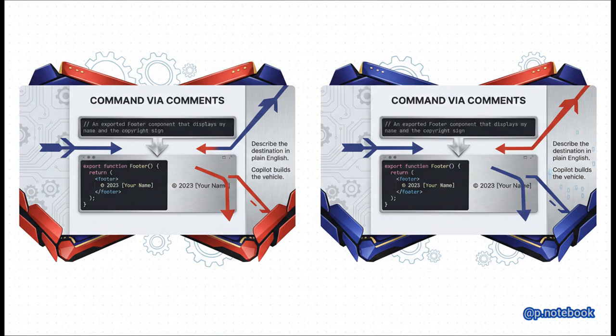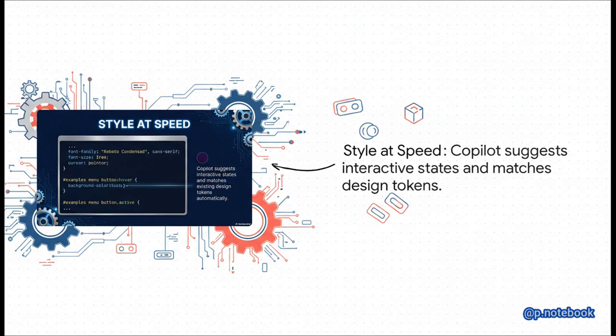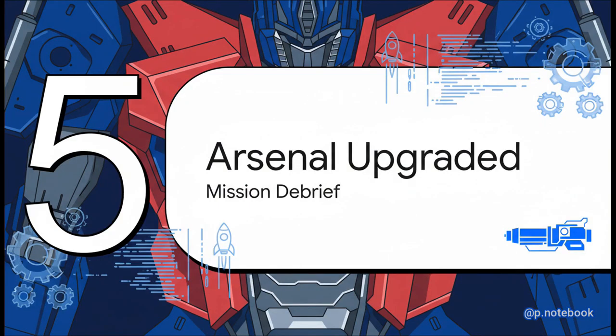It's amazing. And it's not just for logic, it even helps you style at speed. Copilot is actually smart enough to read your project's existing design system. It can suggest interactive states, like hovers, and it automatically matches the design tokens you're already using, so everything stays looking consistent.